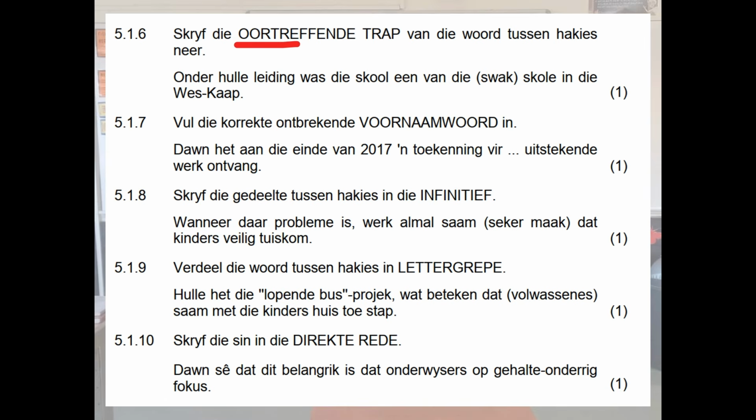Then when we have 5.1.6, oortreffende trap, it has to do with your degrees of comparison. Now, degrees of comparison, you need to know the three, what do they call the three steps? Otherwise, you won't know which one they are asking for. Oortreffende trap is the last one. You look at the D to tell you what to do. So if it has a D, it's going to be swakste.